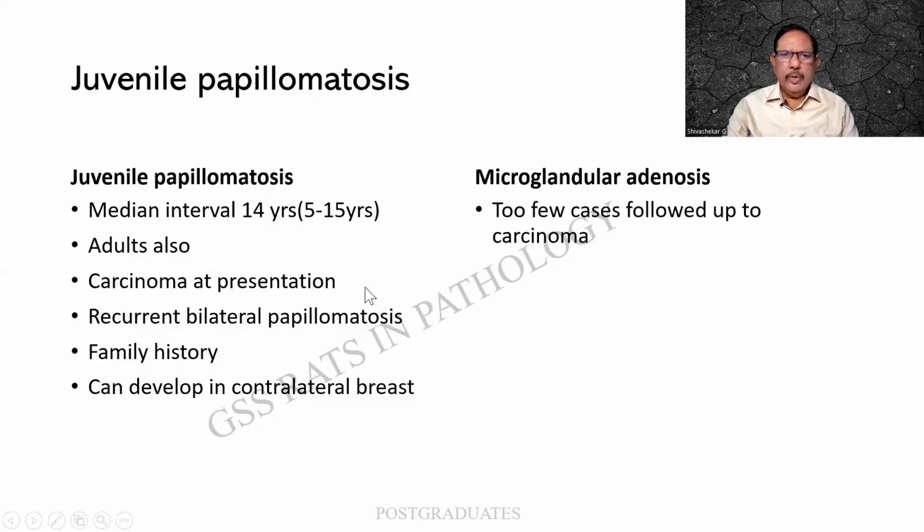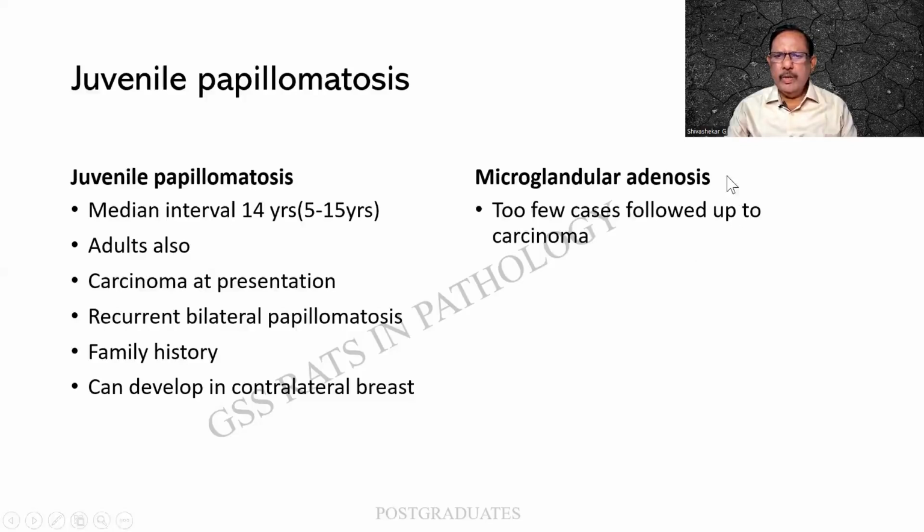So, my dear students, please study the last few subheadings without deleting any of them. Little did we expect that juvenile papillomatosis will be included in the precancerous lesions. There is a huge interval of 5 to 15 years before a malignant transformation occurs. Adults also can be affected, though it is called juvenile. And sometimes there is already a carcinoma in the background in which we can see a papilloma. Sometimes there can be a bilateral papillomatosis, and a family history can also be found. There are cases where the contralateral breast has been affected. That is about juvenile papillomatosis.